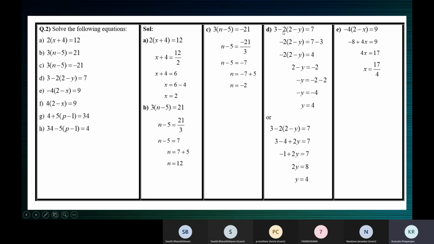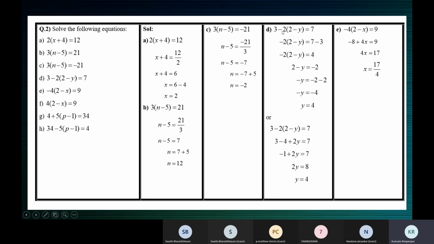Similarly, when it is 3 minus 2 of 2 minus y, you cannot subtract 3 and 2. Then what do we do? This 3 is free. This 3 is standing alone, meaning it's not attached to anything else. So you can move this freely to the other side. It's a positive 3, it's plus 3. You can transpose it as minus 3.